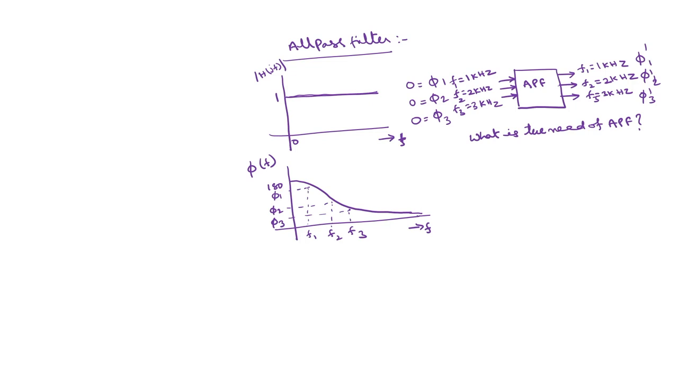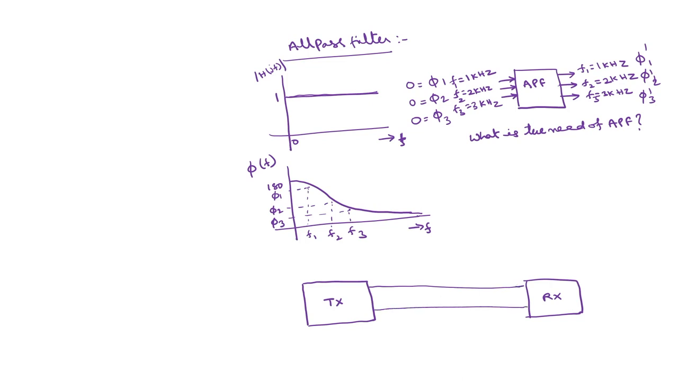So, where are this type of all pass filters useful? Okay. If I take telephone communications, this is the transmitter, this is the receiver. So, this will be connected by wires, this is wired communication.